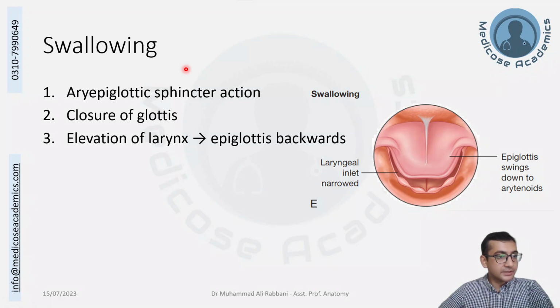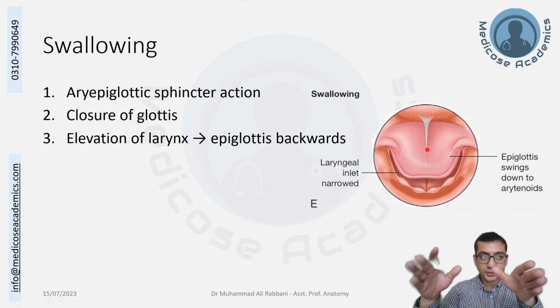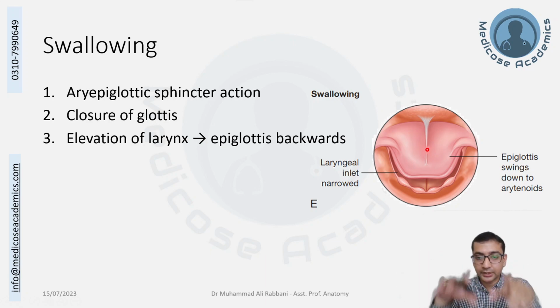Let's talk about a few of the other things. There is swallowing. When we swallow, the food does not usually go into the larynx in a normal person. The food does not go into the larynx because the aryepiglottic folds have a sphincter function. The aryepiglottic folds come together, become narrow, and become strong. They close the fold.